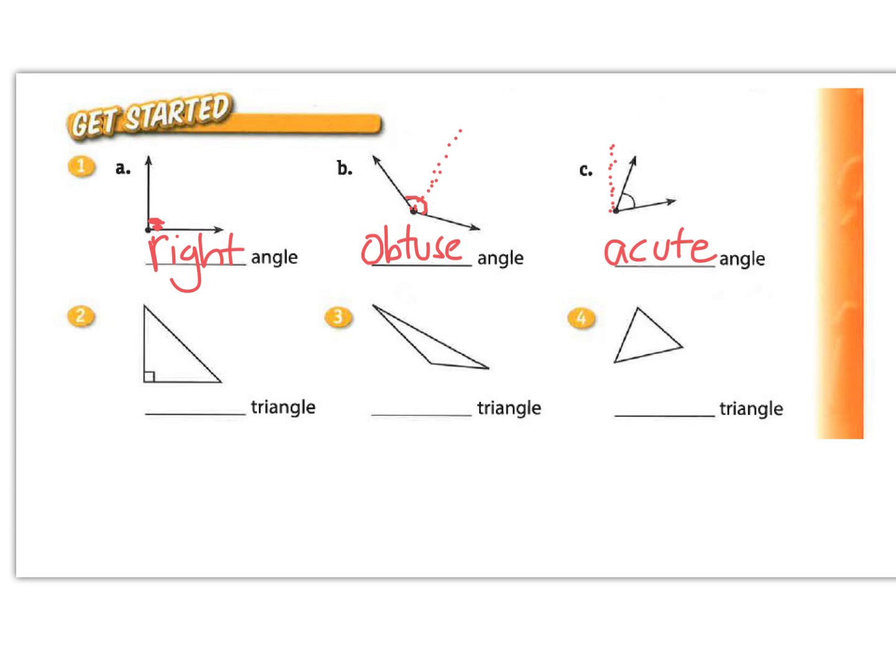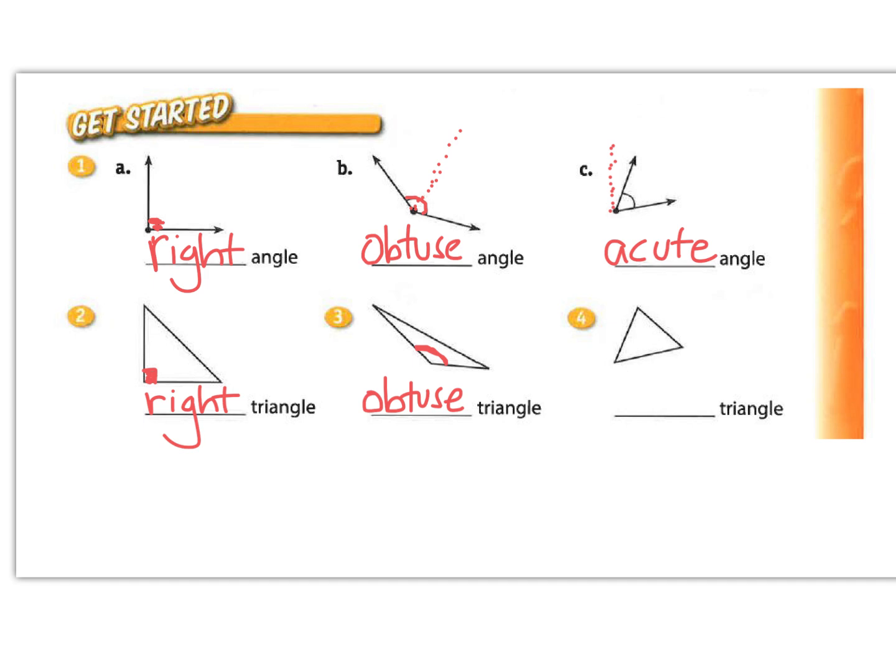All right, number 2, again, you have the little square right here in the corner to indicate a right angle, which means 90 degrees, which means this is a right triangle. Here, number 3, we have this angle, and you can tell that that is more than 90 degrees, that one angle, so that is an obtuse triangle.